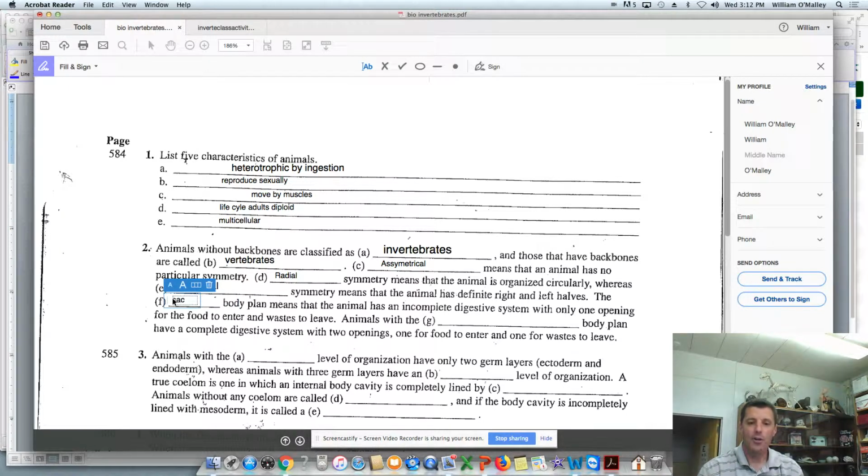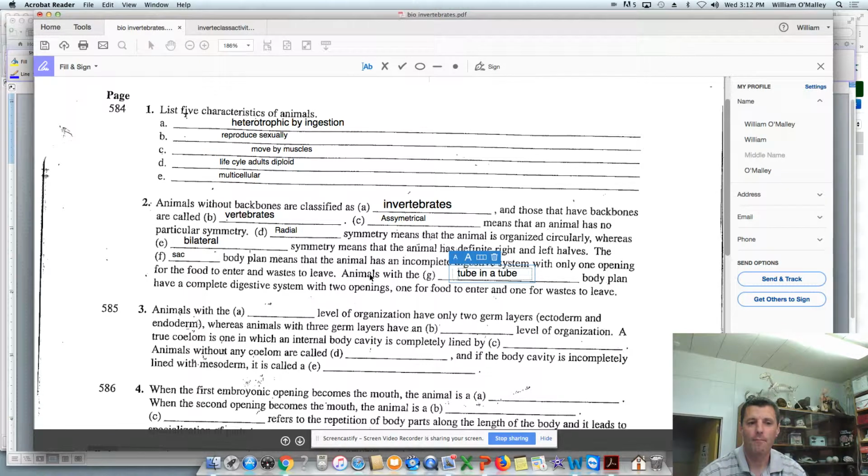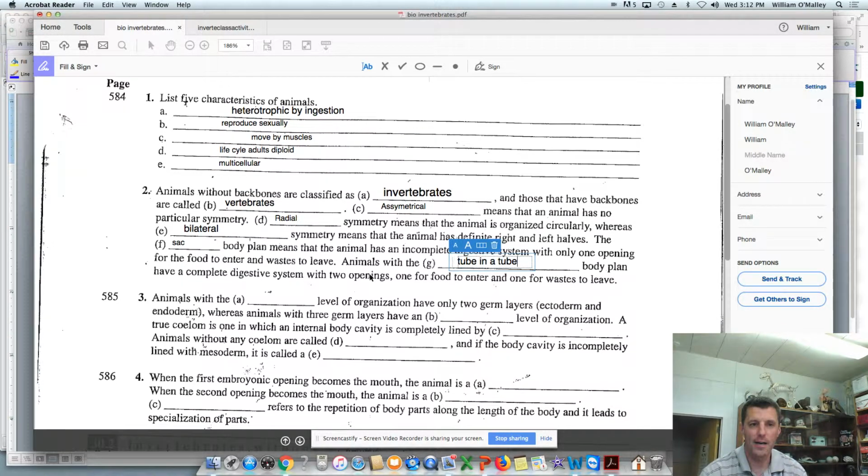How many do we have to answer? All of them. Animals with the blank body plan have a complete digestive system with 2 openings. Is it the cavity one? No. I don't know. Go ahead, Trayton. It is number G. Tube in a tube body plan. Okay. We're on to number 3.